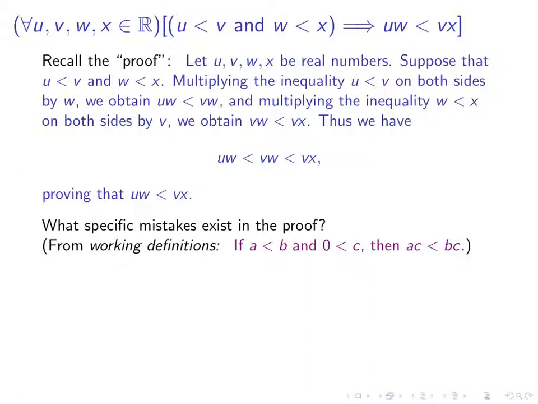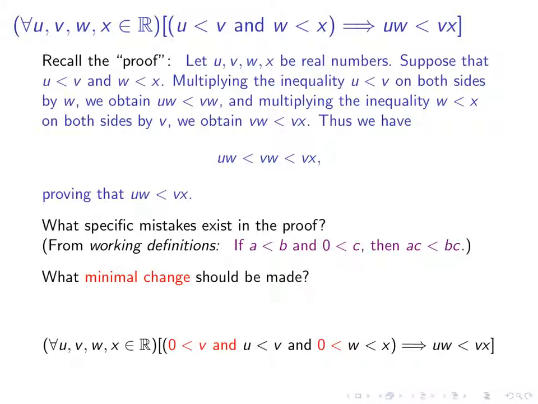And similarly, when multiplying the inequality w less than x by v, we didn't first require that v is bigger than 0. So therefore, the minimal change that should be made is to assume that v and w are both bigger than 0, and then the formal statement looks like this.